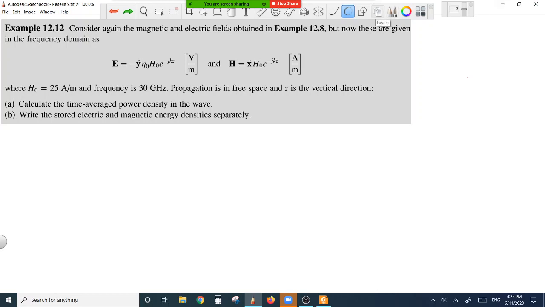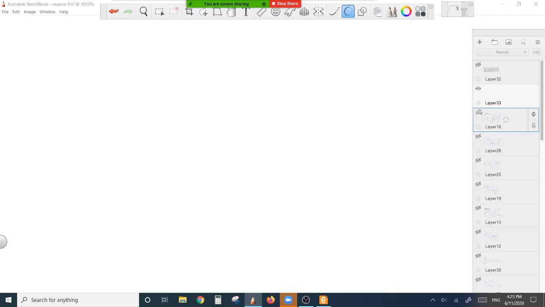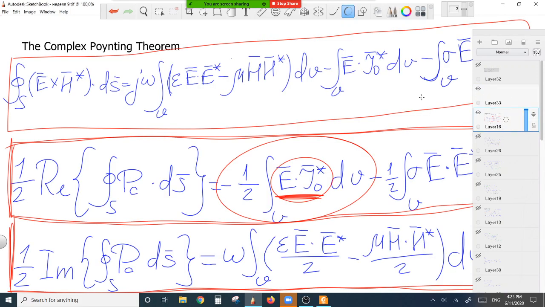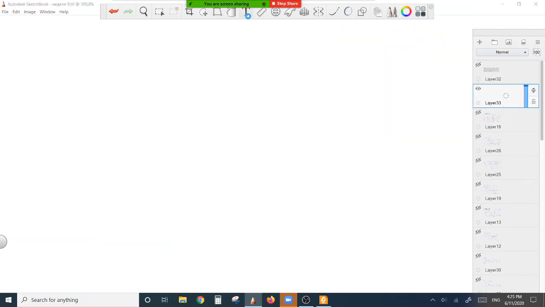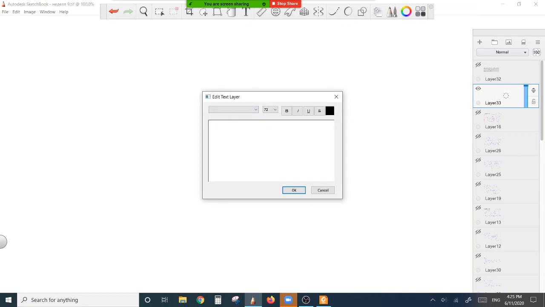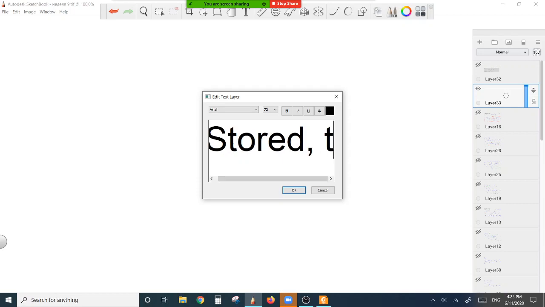I forgot one point. Let's look at the last two equations, and the stored time averaged magnetic and electric energy densities can be written as so.